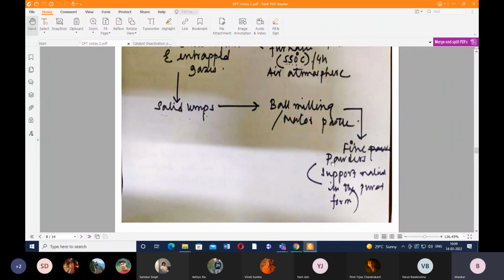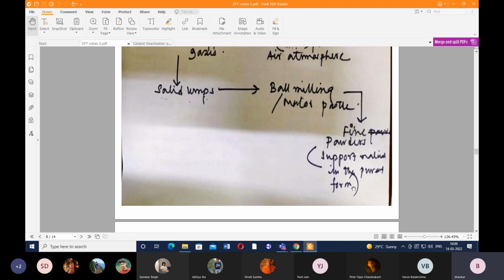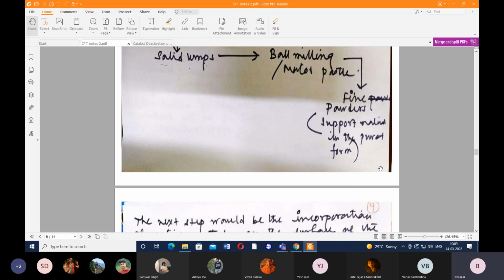By these operations, we get support material in pure form. That means 99.99% pure support material in powder form can be obtained. So this is our first goal. The second goal is to incorporate the active metals on the surface of the support material. These are fine powders, remember this.